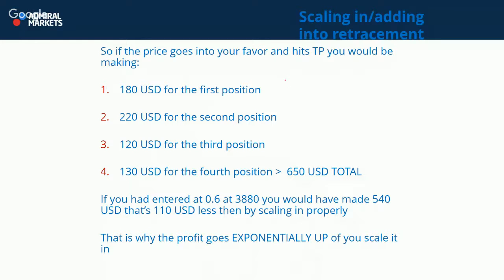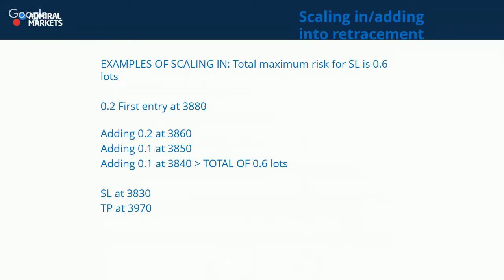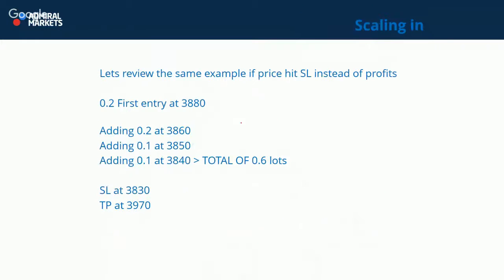Now, the drawback can be that scaling in will not always work. Let's say that you have entered here and price didn't make any pullback into the zone, right? So instead of making a full 0.6 trade, you will take profit with 0.2. That's a drawback, and that is what you need to work out yourself, guys. I'm teaching you how to fish, and you need to fish by yourself.